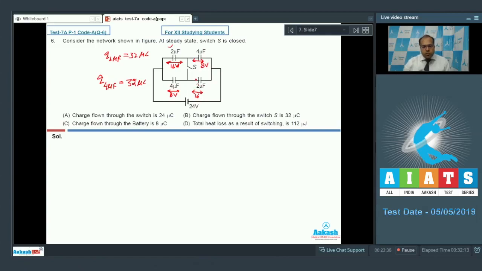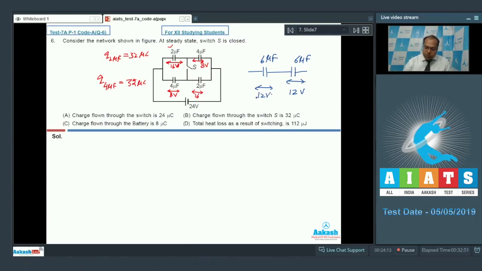Now when the switch S is closed and steady state is reached, we can see that this 2 and 4 are in parallel, so their equivalent is 6 microfarad. Similarly, this 4 and this 2 are in parallel, so their equivalent is 6 microfarad. So the potential difference across this capacitor of 6 microfarad and across this capacitor of 6 microfarad is the same, so that is 12 volt and 12 volt.